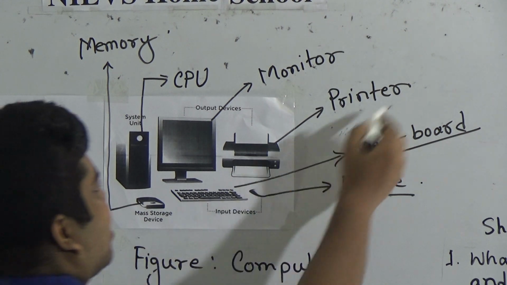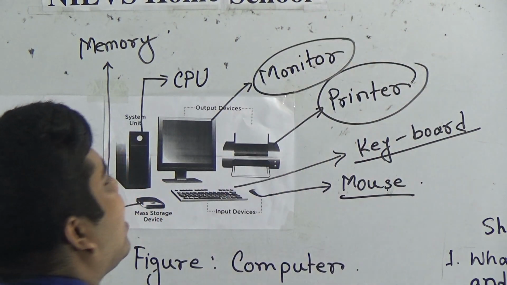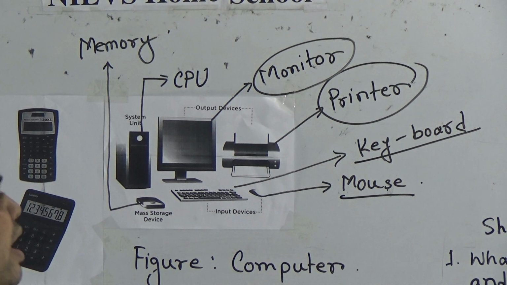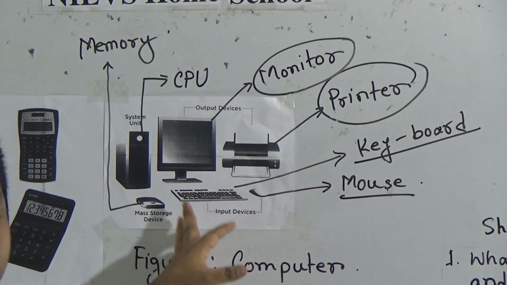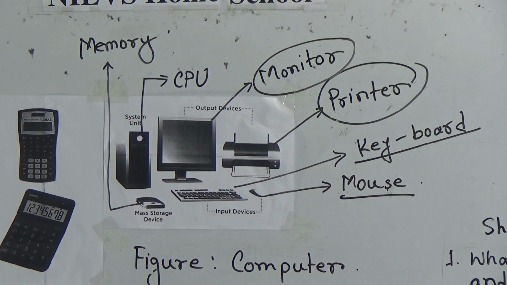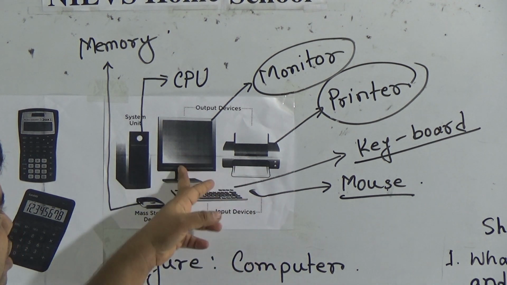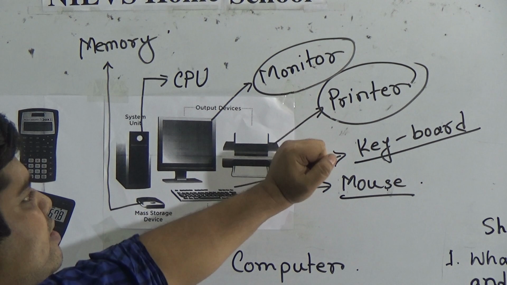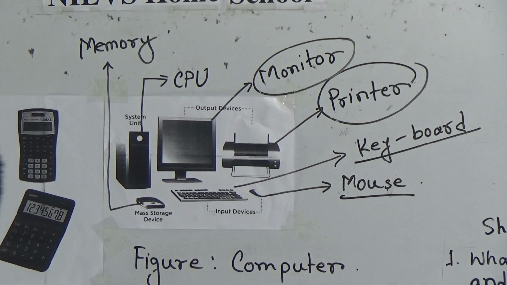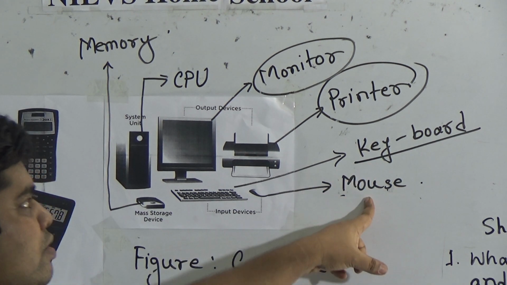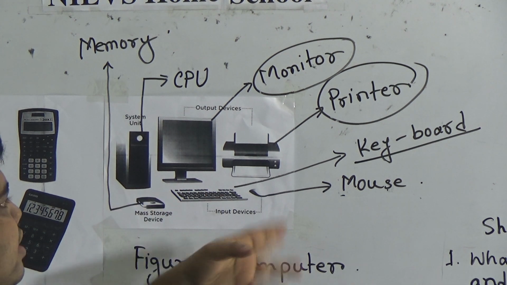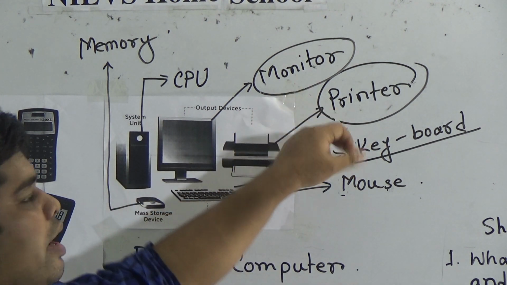On the other hand, printer, monitor are output devices. By these two instruments we get output of this input. So when we give input in the computer, we get output by these two instruments, monitor, printer. Okay, I hope you have understood. So if the question asks to write two input devices of a computer, then you must write keyboard, mouse. If the question asks you to write some output devices, you write monitor and printer.